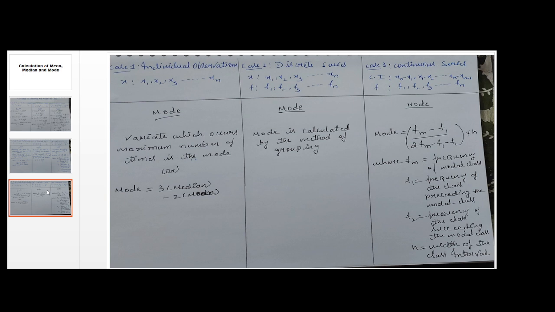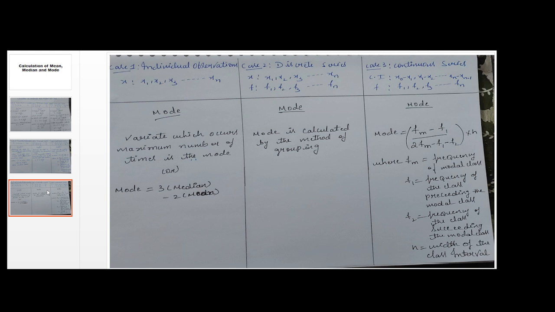Under individual observation, mode can be calculated just by observation. That is, the variate which occurs the maximum number of times is itself the value of mode. So you have to observe the observations given. The number which is repeated the maximum number of times gives you the value of mode. Now you can ask me a question, what if the number is not repeated? There is a formula for that. If the number is not repeated, then mode can be calculated using the formula 3 times median minus 2 times mean. Under discrete series, mode can be calculated by the method of grouping.